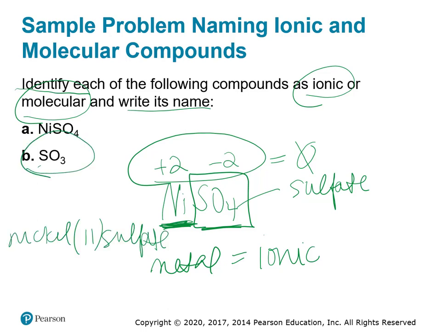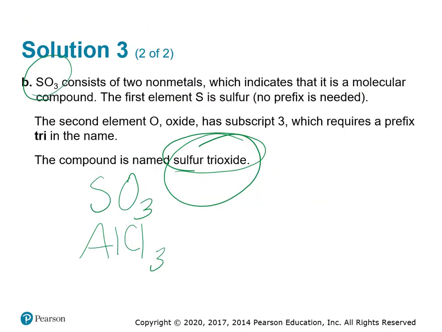For part B, hopefully you looked at this and you said, well, the two elements are both nonmetals, so it's a molecular compound. That means we need to tell us how many of each there are. Because there's one of the sulfur, we would say sulfur, and there's 3 oxygens, so we would say trioxide. Sulfur trioxide. Now I want you to be careful when you're naming compounds because SO3 we just said was sulfur trioxide. Be careful that you do not call this compound aluminum trichloride. They look very similar. There's one of the first elements and there's 3 of the second elements.